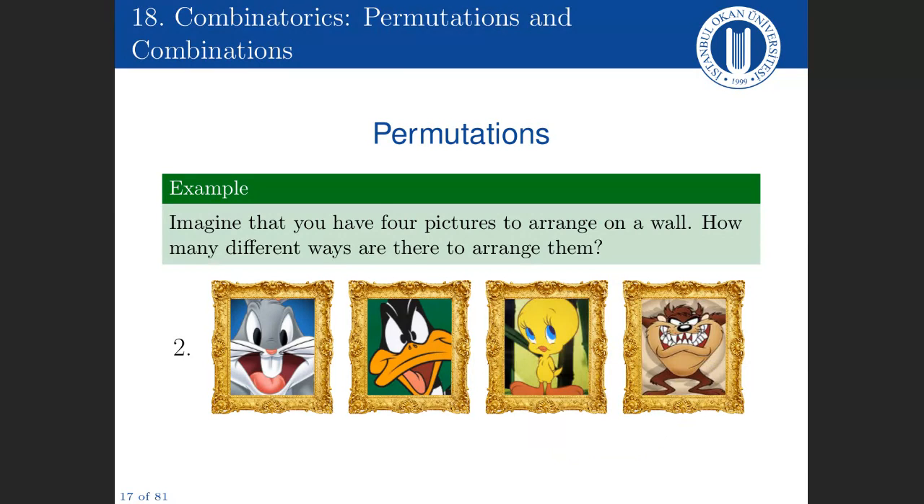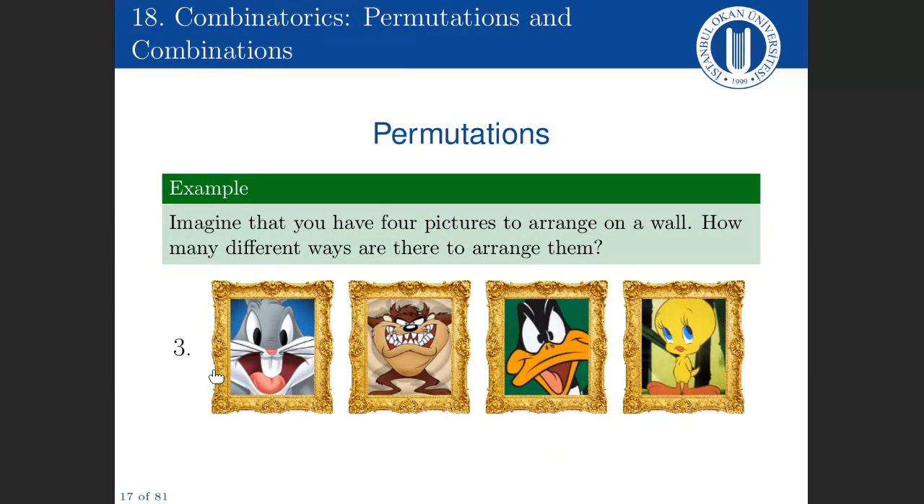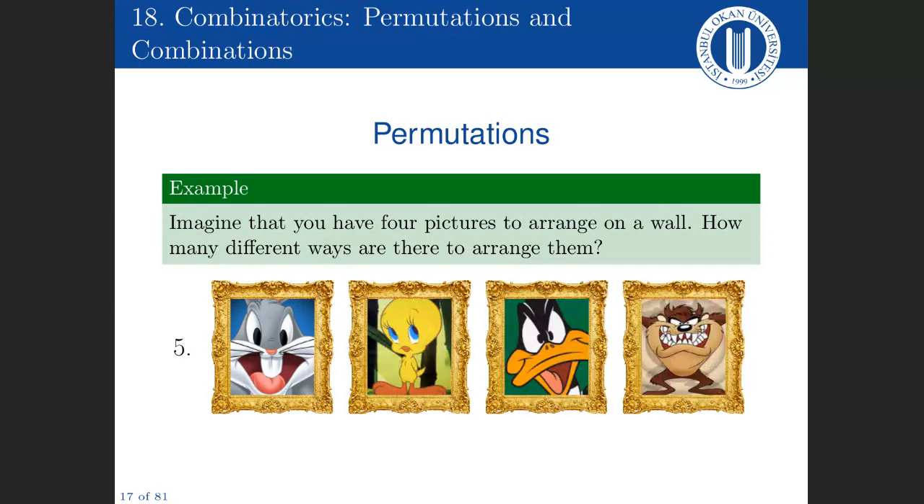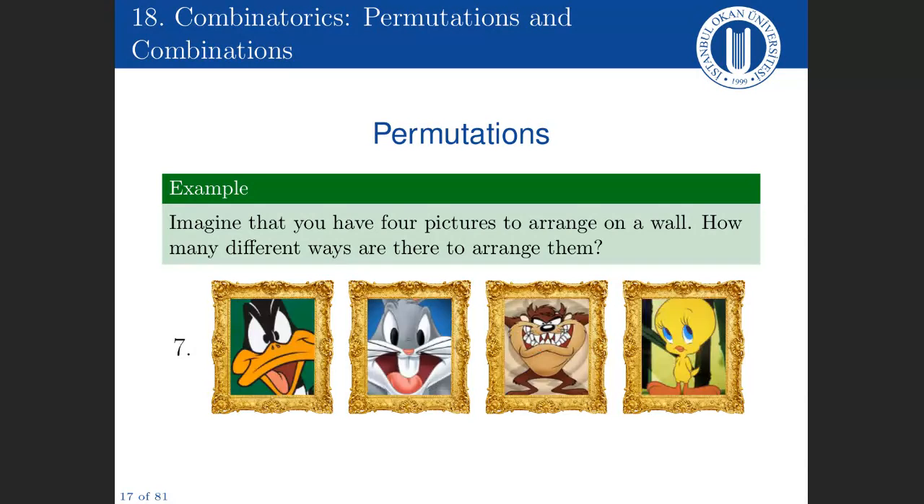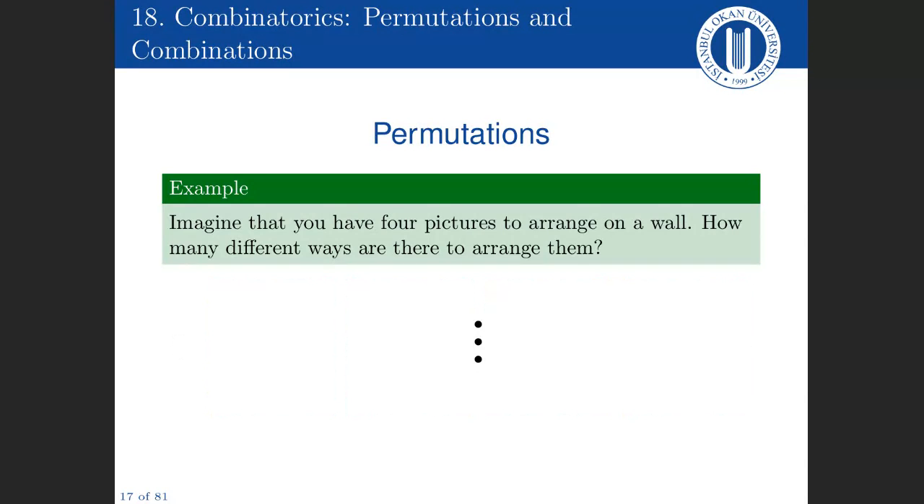That's 2 ways so far. Or a third way of doing this could be Bugs, Taz, Daffy, Tweety. Or a 4th way, a 5th way, a 6th way, 7th, etc. The question is, how many different ways are there to arrange these 4 pictures? So let's count. Instead of making a huge list of these, let's try to understand what's going on. Let's suppose we're choosing a picture to put in the first picture frame. We have 4 pictures and we're going to put 1 of them in. We have 4 choices for the first picture frame.